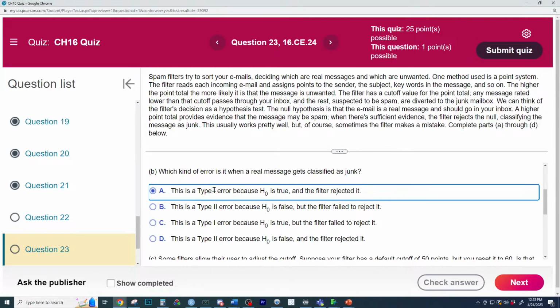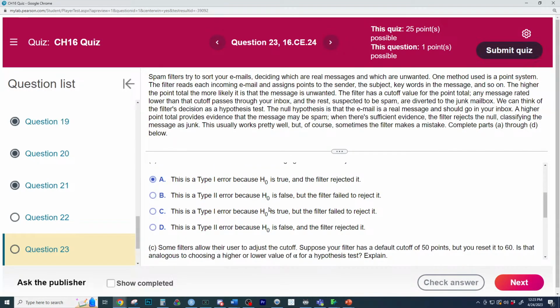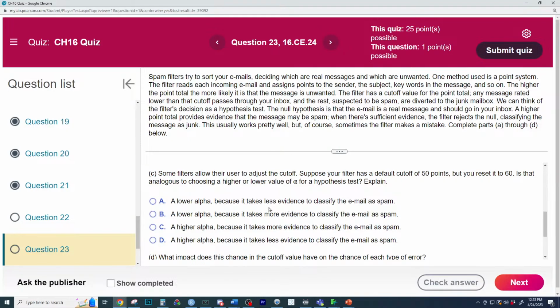There it is right there. In a type 1 error, the null is true and we reject it. It's true that it's a real email, but we reject it as junk. This is, once again, I like to point out when my Pearson does well. This is when it does well.